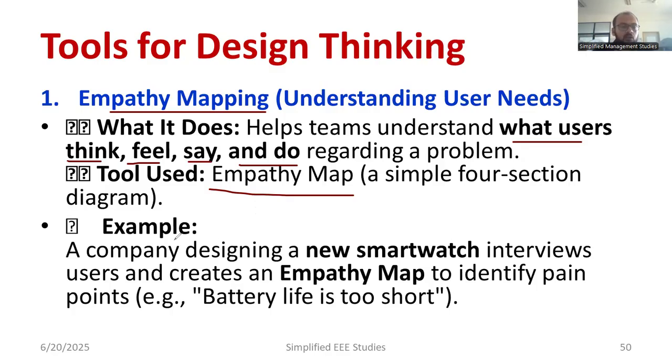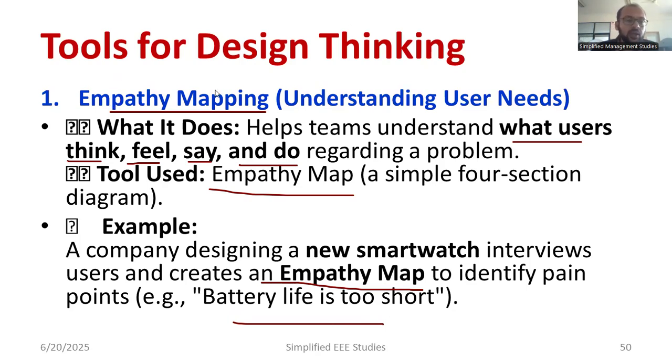For example, a company designing a new smartwatch interviews users and creates an empathy map to identify the pain points. For example, battery life is very short. For example, in a new mobile phone, the camera quality is very poor. Or a new car where the mileage is very low, as the weight is very high, the power is more, but the mileage is very low. These are the pain points. So with the help of empathy mapping, we can identify the pain points. The main point is to understand the user problem or the customer problem. We can do the empathy mapping.